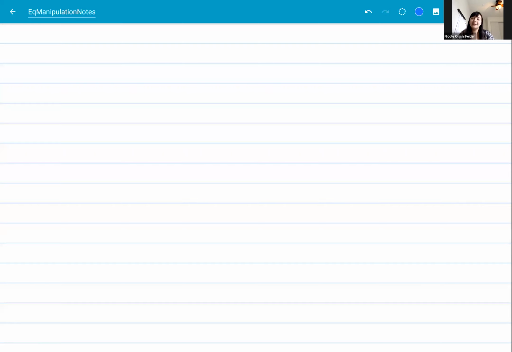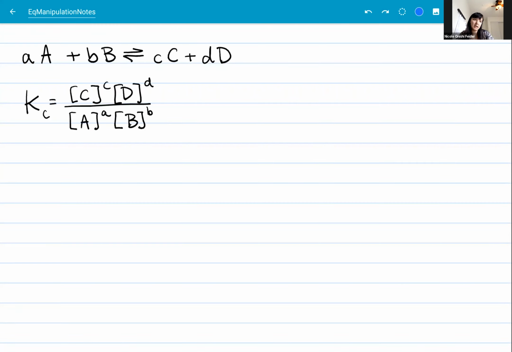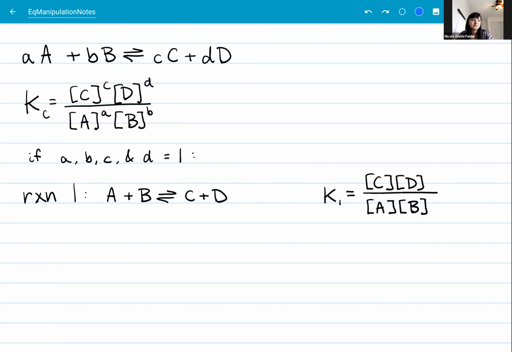To recall, for a given reaction, let's call it reaction 1, we have the equilibrium constant Kc here. So for simplicity's sake, I'm going to say right now that for this reaction, a, b, c, and d, all lowercase, are equal to 1. So that's going to simplify our reaction and our equilibrium constant as such.